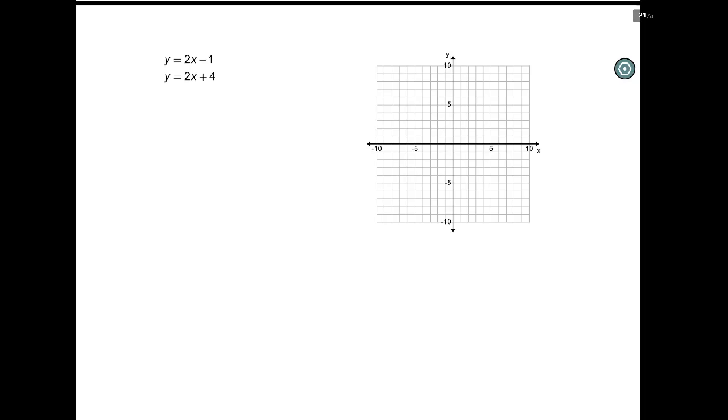Okay, so let's say we want to find the distance between these two lines, y equals 2x minus 1 and y equals 2x plus 4. So first thing I'm going to do is graph them. So 2x minus 1. Okay, and 2x plus 4.